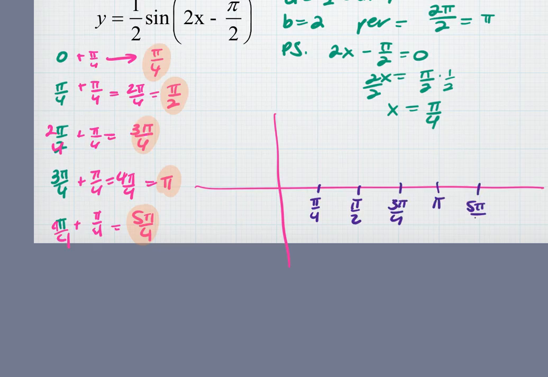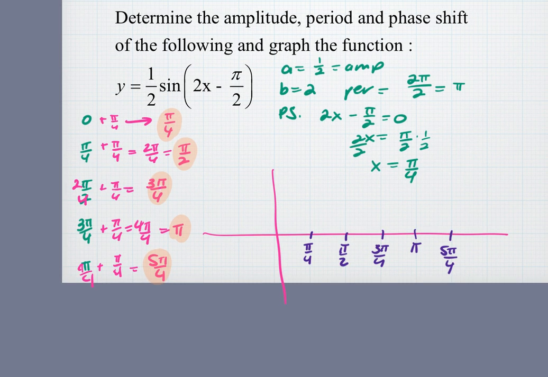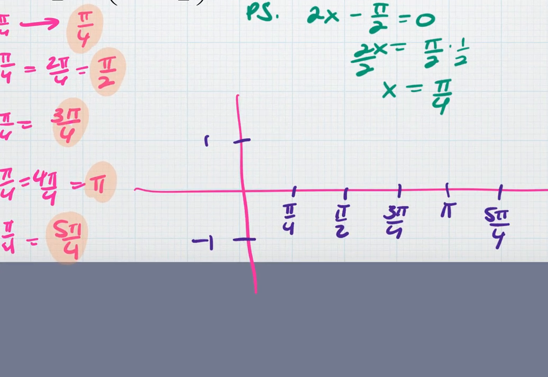And what are we graphing this time? Sine or cosine? Sine again. Amplitude's a half. So we start at 0, we go up to 1/2, down to 0, negative 1/2, back up to 0.